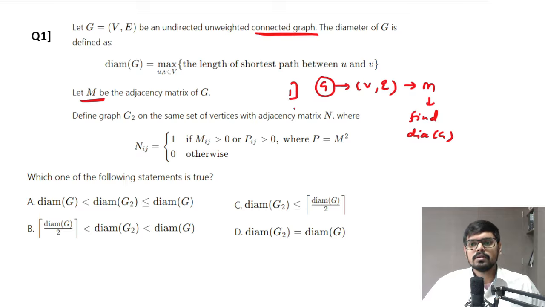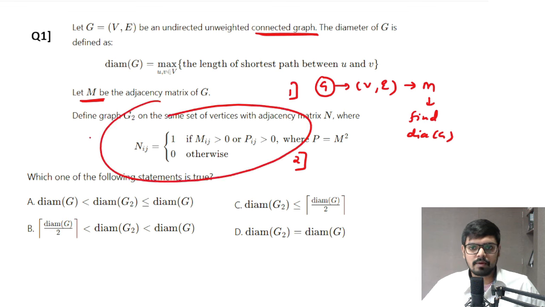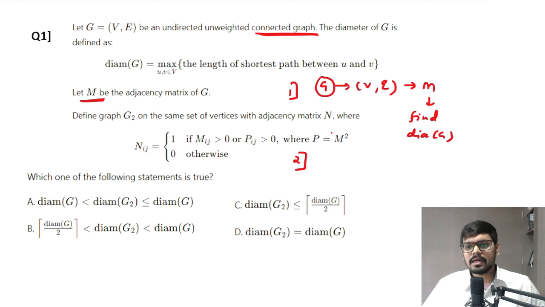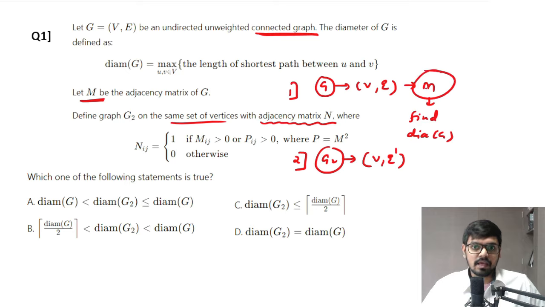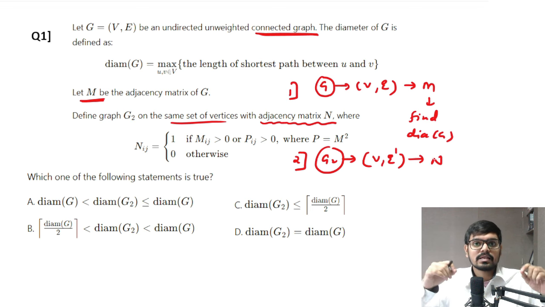This is my first thing. Then the second thing is how to find the diameter of G2. For that, all this data is given. What this data says is that graph 2 is again made from vertices and edges, but the vertices are of the same set, the edges are different. Why are the edges different? Because nothing about edges is mentioned, but they are mentioning an adjacency matrix N. So it is not M. If it was M, then the vertex and edge sets would be the same. It is a different new matrix, adjacency matrix N.